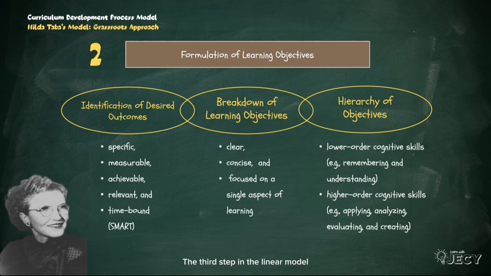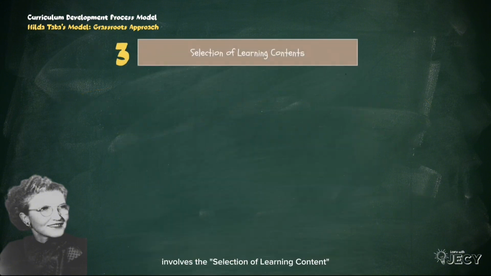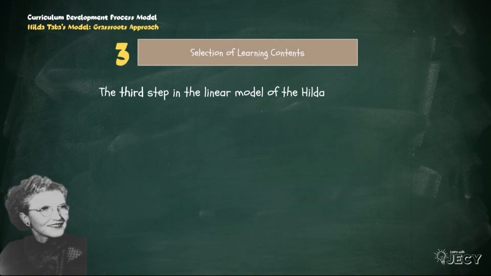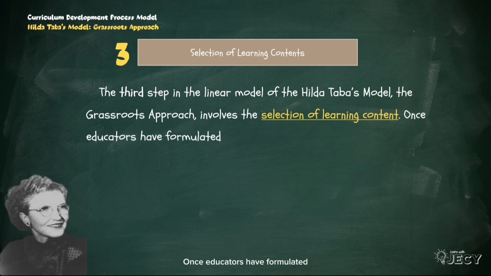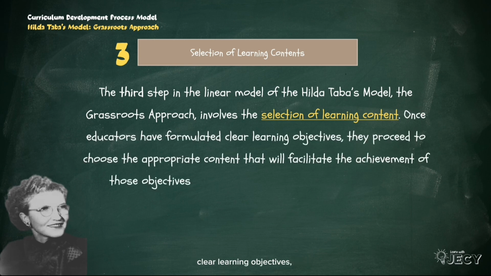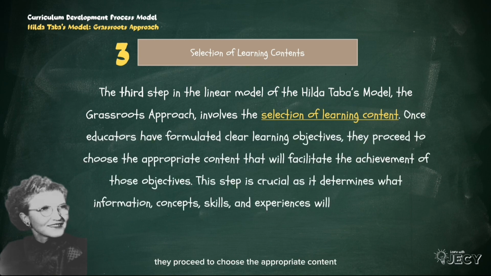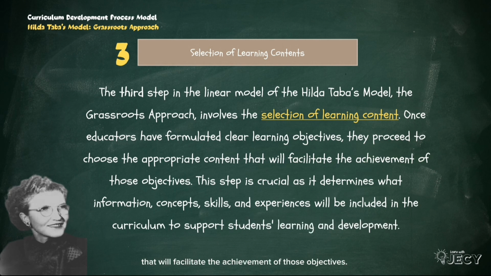The third step in the linear model involves the selection of learning content. Once educators have formulated clear learning objectives, they proceed to choose the appropriate content that will facilitate the achievement of those objectives. This step is crucial as it determines what information, concepts, skills, and experiences will be included in the curriculum to support students' learning and development.